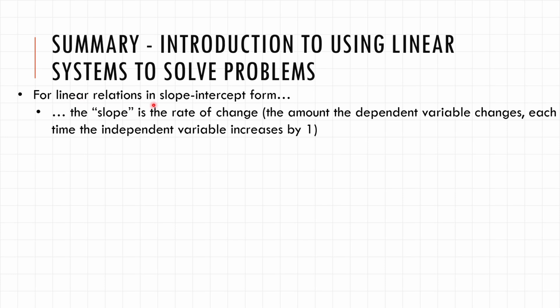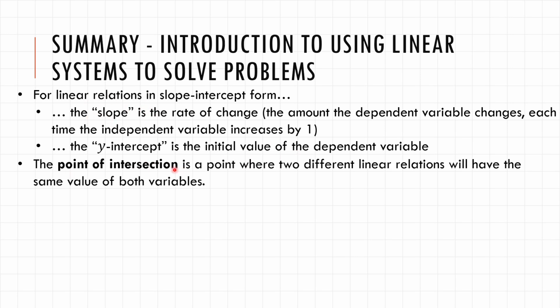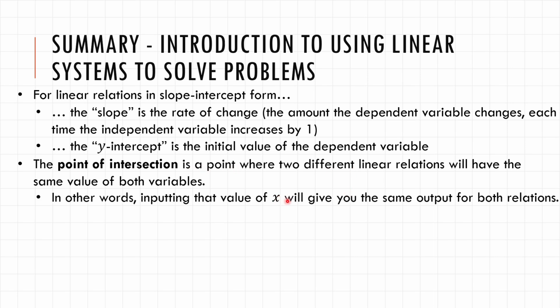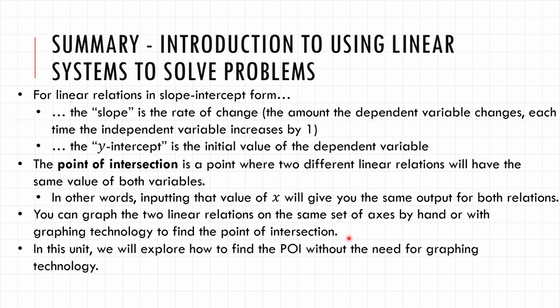So for linear relations that are in slope-intercept form, remember that the slope describes the rate of change. The y-intercept describes the initial value. Well, if the slopes between those two linear relations are different, those two will intersect at a very specific point. Inputting that value of x at that point will give you the same output, the same value of y, for both linear relations. You can graph them, and that might really help you to find the point of intersection very quickly. But in this unit, we explored how to find it without needing graphing technology.